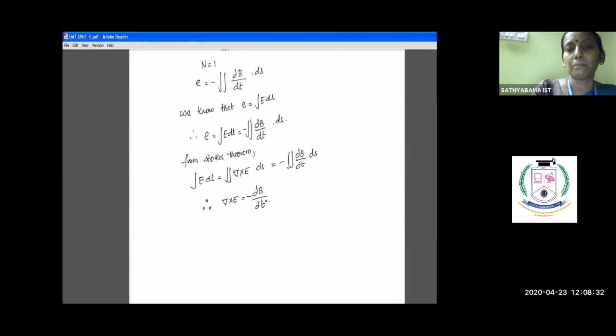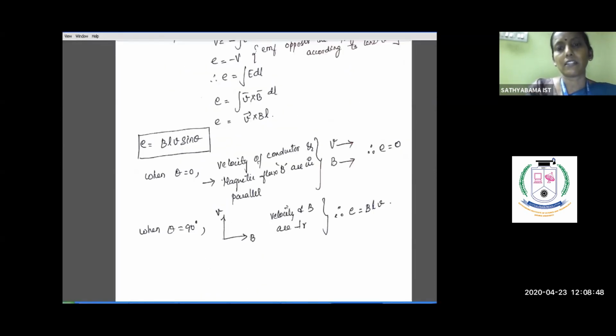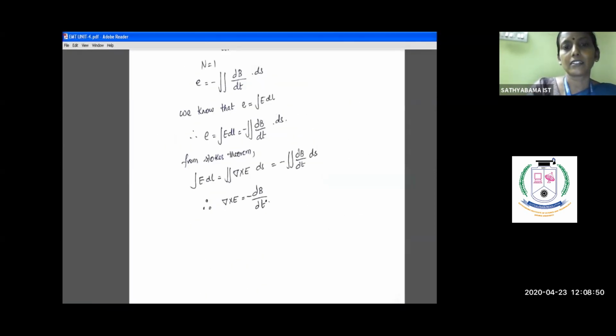So from the comparison between the second and third part, I can write del cross E is equal to minus dou B by dou t. So we have just done the derivation for dynamically and statically induced EMF based on your magnetic field equation. Here we have explained dynamically and next statically. When it comes under statically induced EMF, we have two types: one is self-induced EMF, another one is mutually induced EMF.